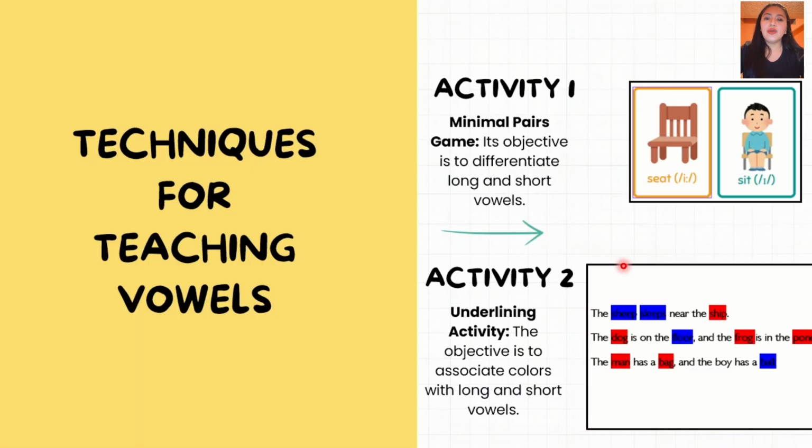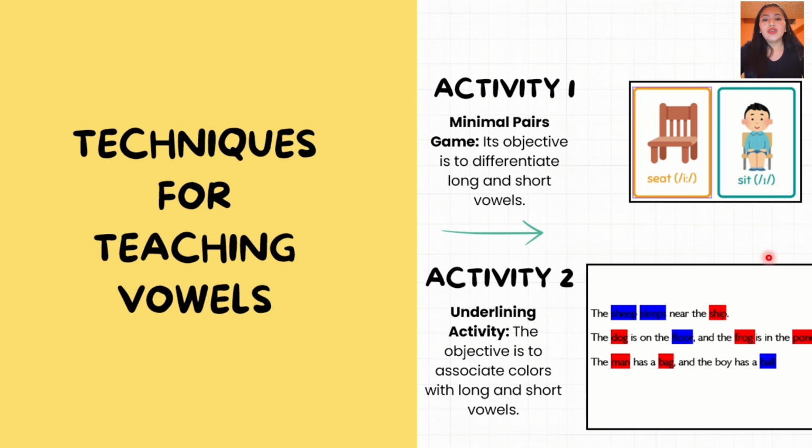Techniques for teaching vowels. To teach vowels, I recommend the following activities. Activity 1. Minimal pair games. Here, the students practice subtle differences between words, such as long and short vowels. For example, see it and sit.